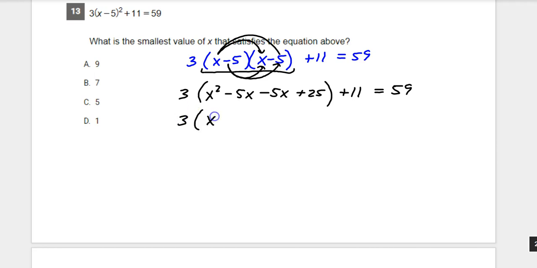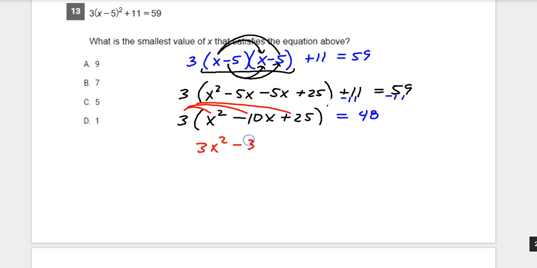This would be 3x squared, combine some like terms, plus 11. Let's go ahead and move that 11 over to the other side. And let's just put equals 48. All right, so what I'm going to do is I'm just going to minus that 11 right now, put him over there. And then I might multiply the 3 through, and I get 3x squared minus 30x plus 75 equals 48. Oh man, this is looking ugly.